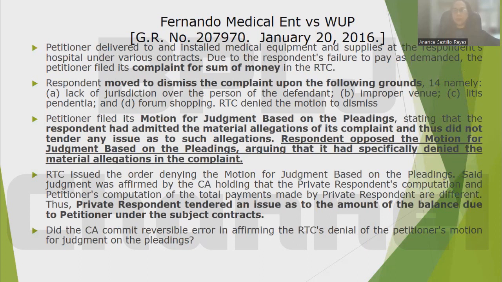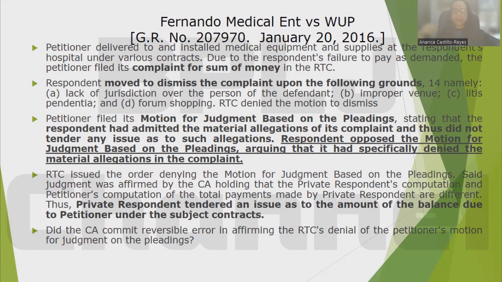Fernando Medical versus WUP. So this is a complaint for a sum of money. Now, the respondent moved to dismiss the complaint on the ground of lack of jurisdiction, proper venue, litis pendentia, forum shopping. The RTC denied the motion to dismiss. Now, the petitioner filed a motion for judgment based on the pleadings on the ground that the respondent has admitted the material allegations of the complaint and thus did not tender an issue. Respondent opposed the motion, arguing that it had specifically denied the material allegations in the complaint. The respondent tendered an issue as to the amount of the balance due to petitioner under the subject contracts.